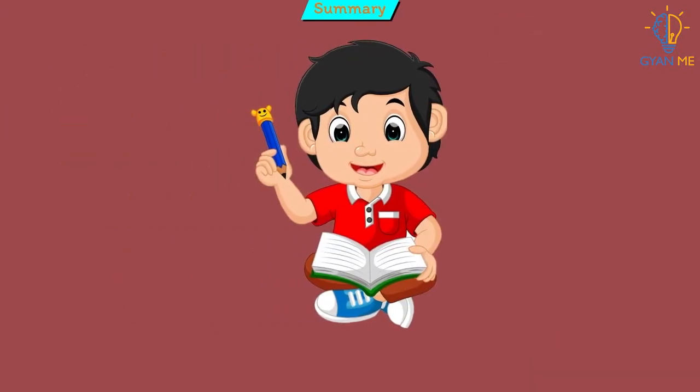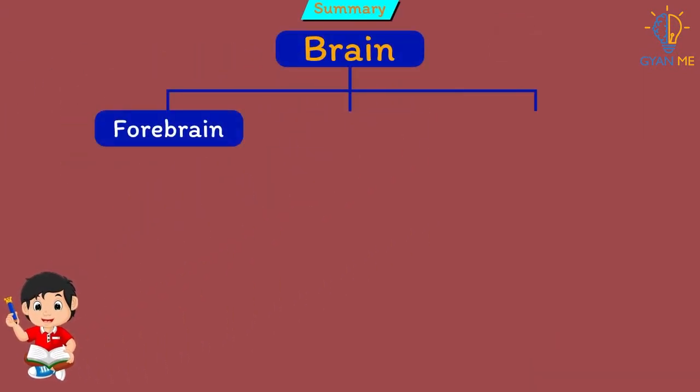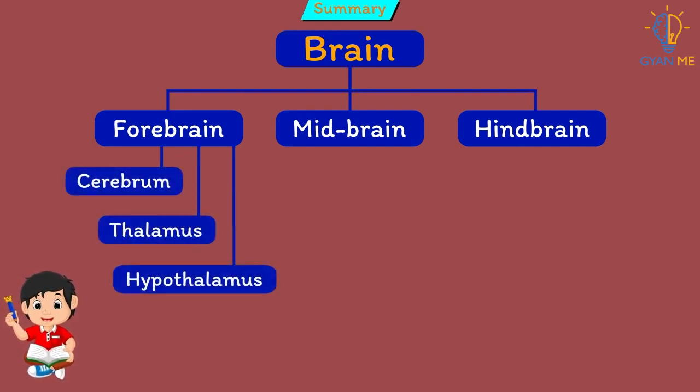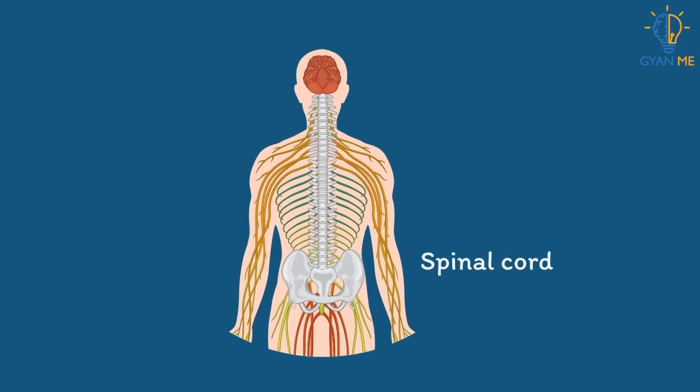Thus, let's quickly revise what we know. Brain has three parts: the forebrain, the midbrain, and the hindbrain, which are further divided into different parts. Forebrain is further divided into cerebrum, thalamus, and hypothalamus, while hindbrain is further divided into medulla, pons, and cerebellum. In the next video, we will see the second organ, that is the spinal cord.